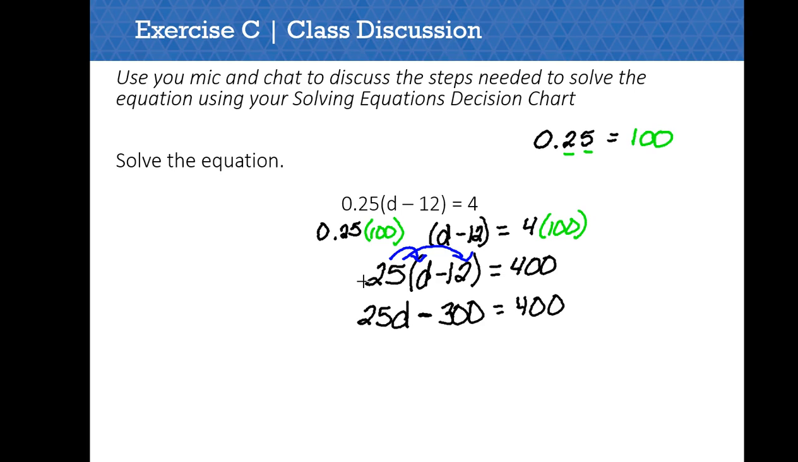All right, so next thing, are there like terms on the same side of the equal sign? So I'm going to draw my line here so I can see this. And no, I don't have like terms on the same side because here I have a d, a variable term, and a constant, the 300. Over here I only have one term. So not like terms, so I'm going to go down.